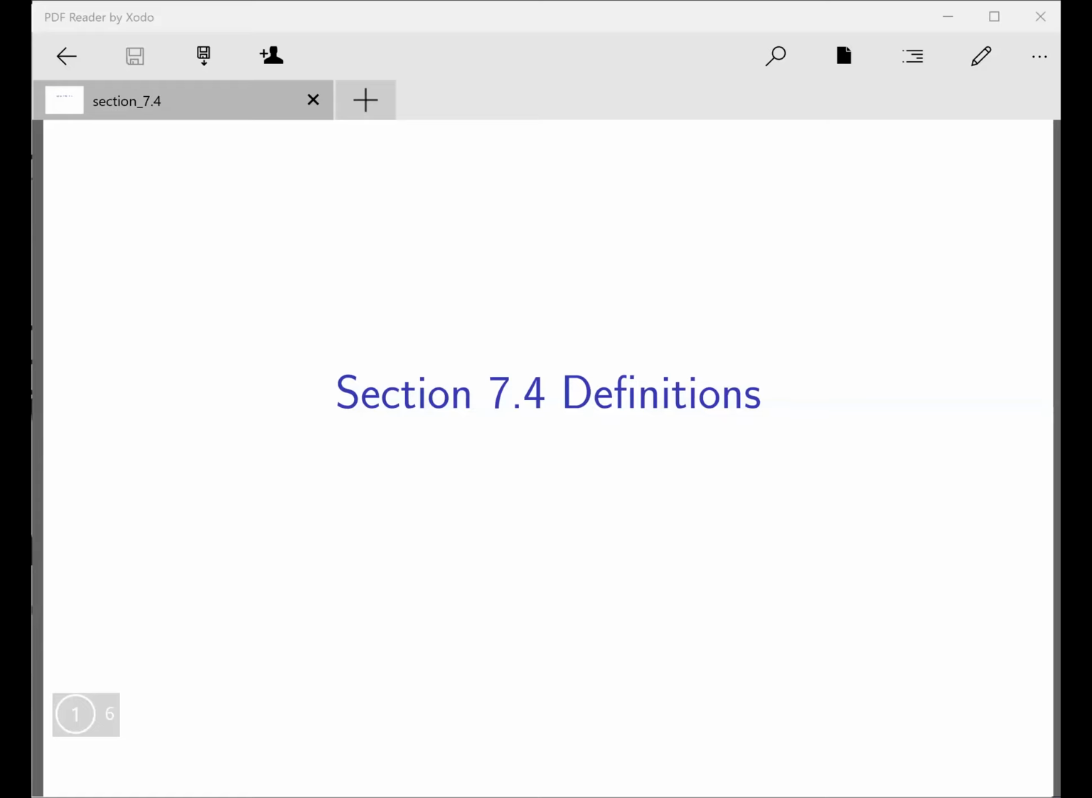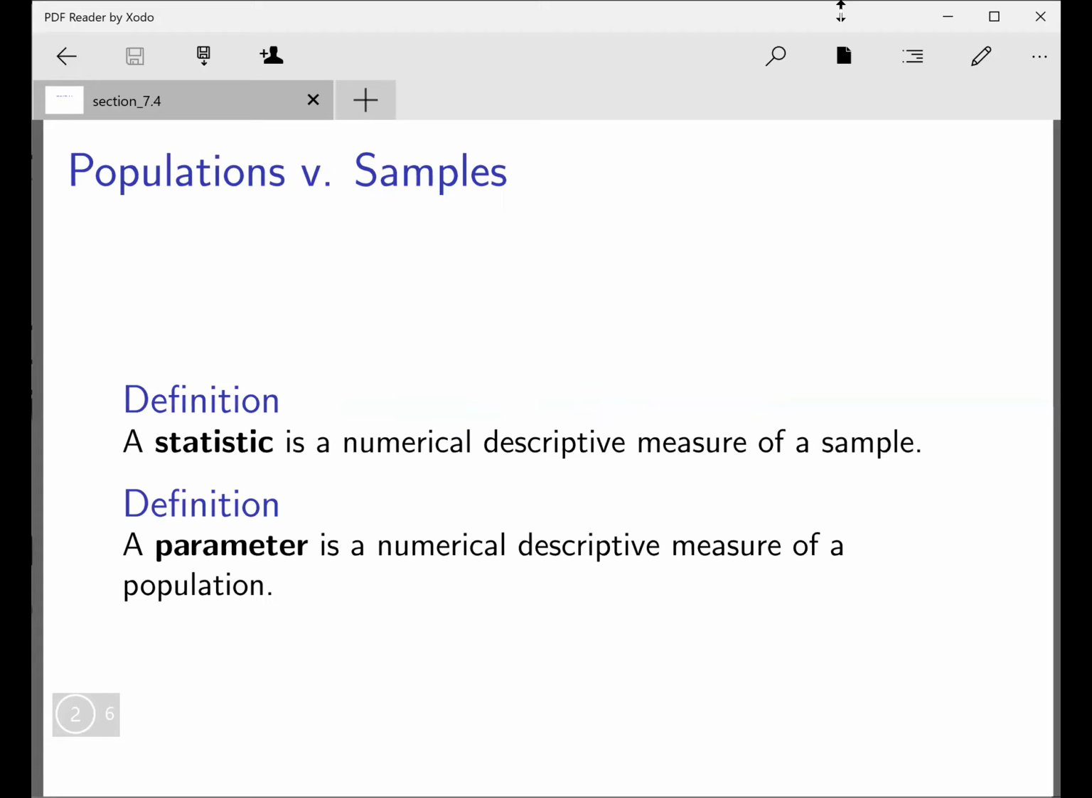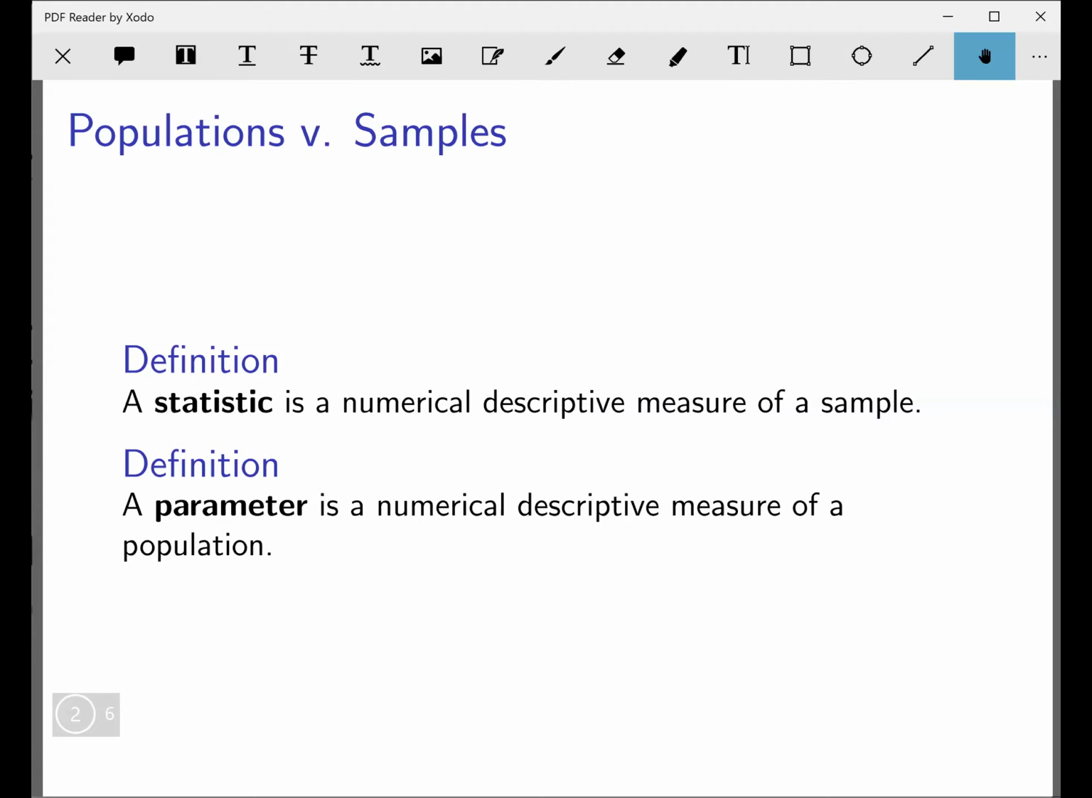So here is what we're talking about today, section 7.4, which talks about central tendency. We're going to go over some definitions that you've seen before, but it's a good refresher for where we are in the class. Feel free to pause the video if I ever go too fast. The two things that we are most concerned about in statistics are statistics and parameters. Statistics are numerical descriptions of data. You have seen lots of these before.